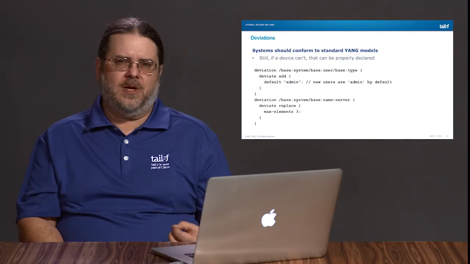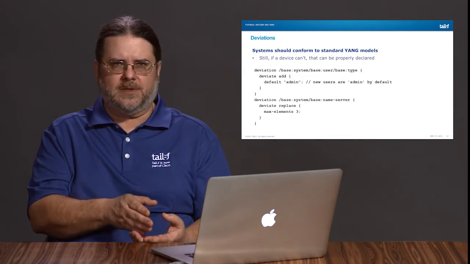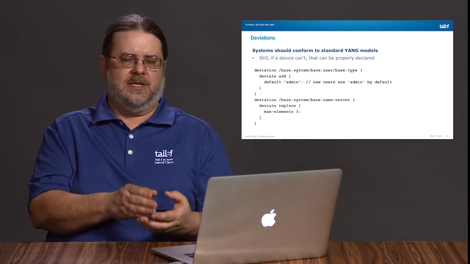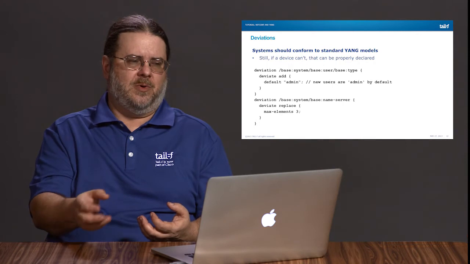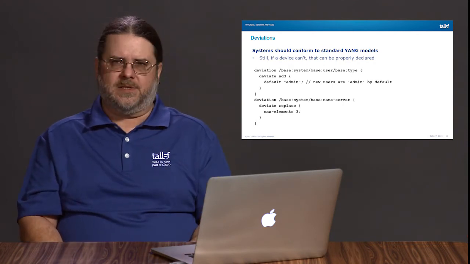So in some ways, this is similar to the refine statement that you can use on Yang groupings, but this is a deviation off another model. You're not pulling in the grouping, you're simply saying how you're going to deviate from that standard model.